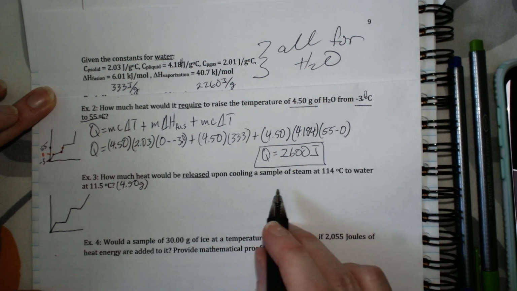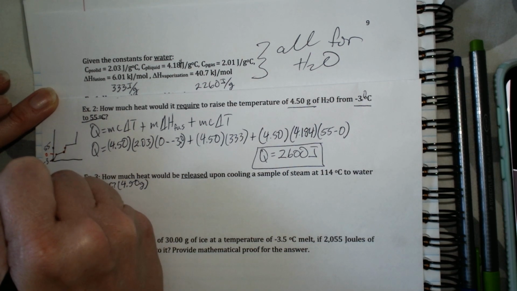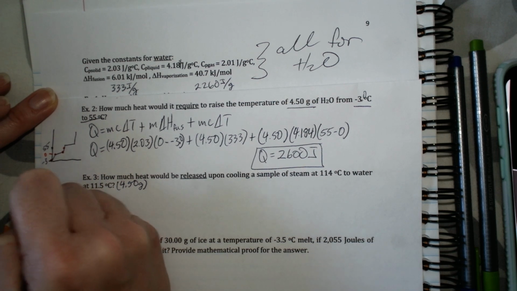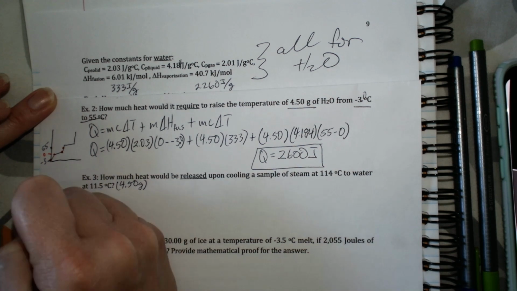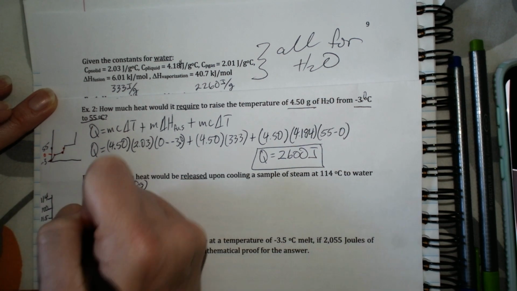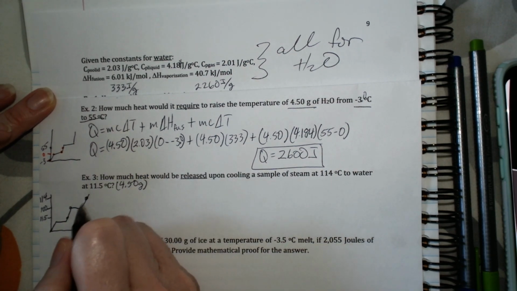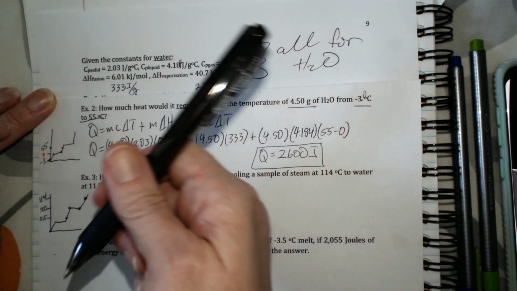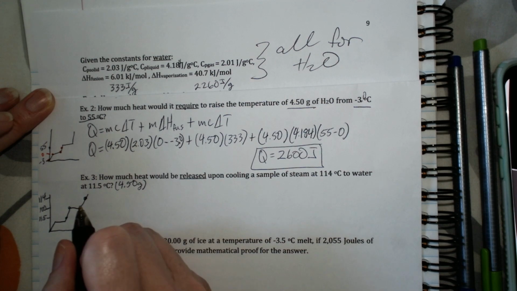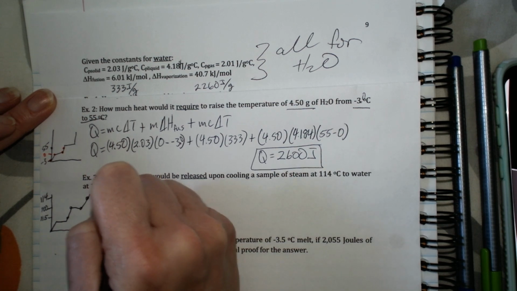So we're cooling this from 114 degrees. So let's say that's up here. That's 114, okay? And notice here, this is 100, okay? And we're going to go down to 11.5, and so that's going to be like here, right? So I'm starting at 114. I'm going to go down, and then I have a flat line. I'm going to go to the left, and then I have another slanty line where I'm going down, okay? So that's my first Q value. It's a slanty line, so it's an MCΔT, right? So it's MCΔT.